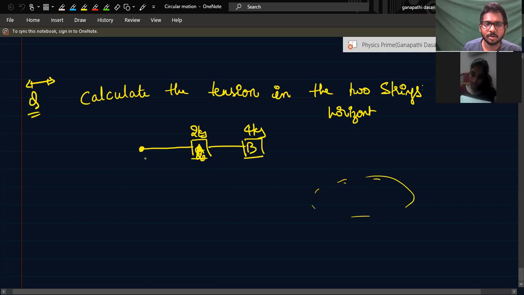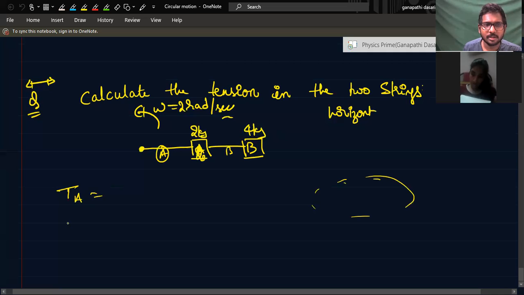So in horizontal circular motion, they are rotating like this with omega equal to 2 radian per second, okay? Consider this is string A, consider this is string B. What you need to find out is tension in A is equal to how much, tension in B is equal to how much. This is the question.